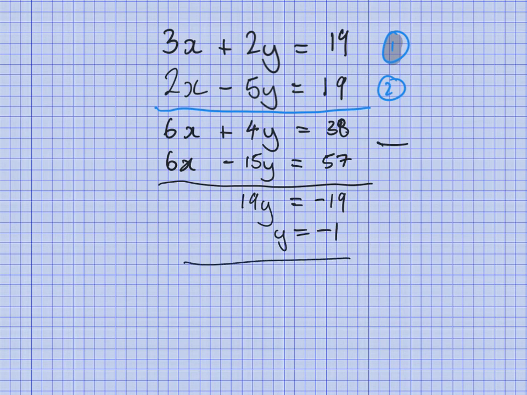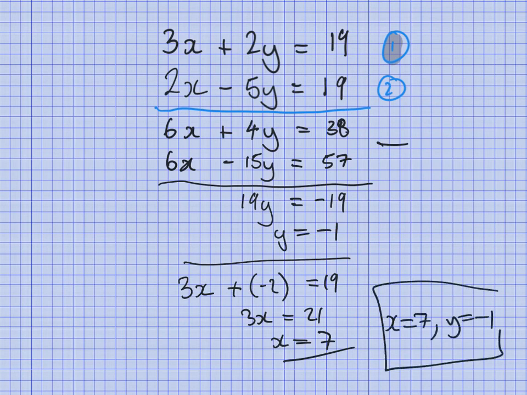Okay, now we're going to take that answer and substitute that back into the first equation. 3x add minus 2 equals 19. So 3x equals 21, x equals 7. So finally, x equals 7, y equals minus 1. Solution. Good luck. Try them yourself.